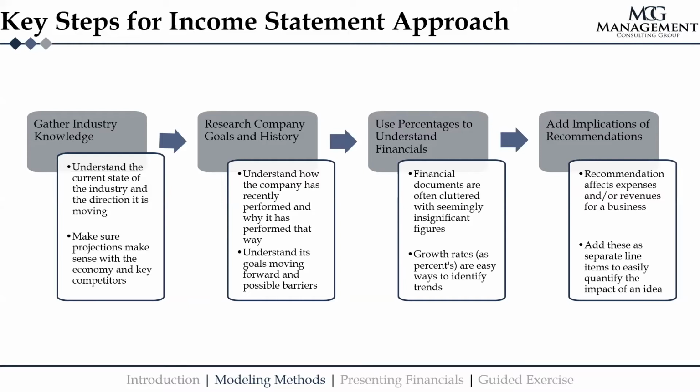And then, some key steps for the income statement approach. The first thing you want to do is gather industry knowledge. The good thing about McDonald's and the fast food industry is that it should be something everybody's familiar with, so you should already have a good understanding of how the fast food industry works. But if you need a bit of a refresher, there's plenty of financial information where you can find how the financial implications work for the fast food industry.